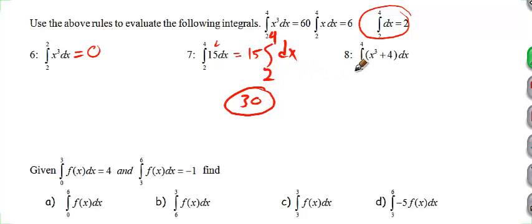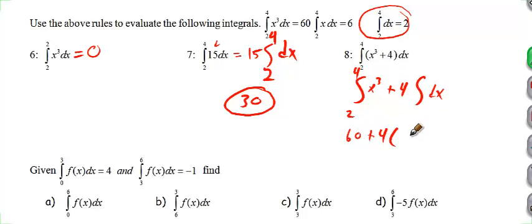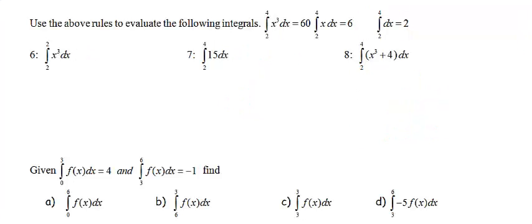Now, this next one looks a little tricky. But we really want to treat this as x cubed from 2 to 4 plus 4 times the integral of dx. Okay, this first part is 60 plus 4 times, well, the integral of dx is 2. 8, so 68. And this is still 2 to 4. Alright, so that's the main thing. I'll show you a couple more examples, but that's really it for this section.